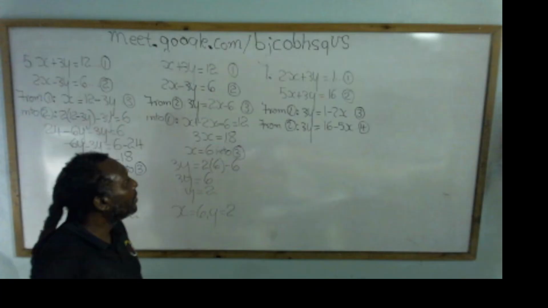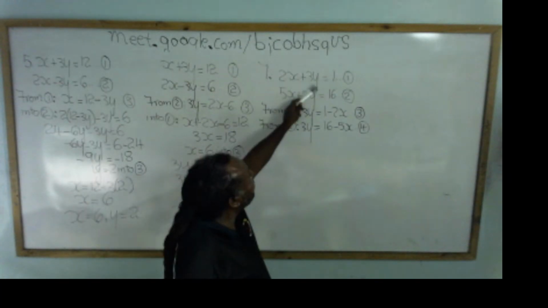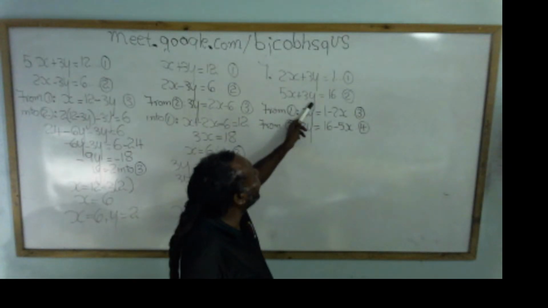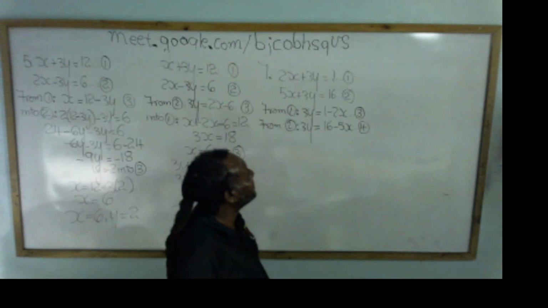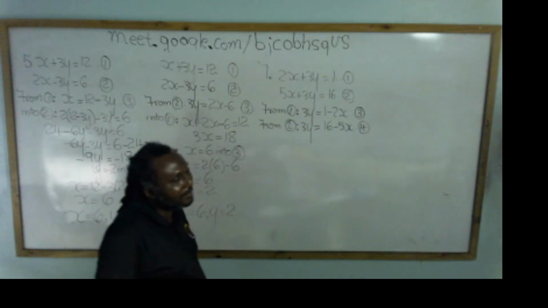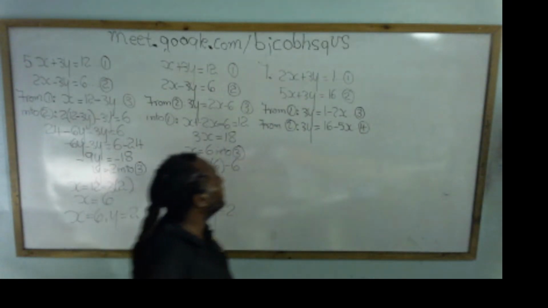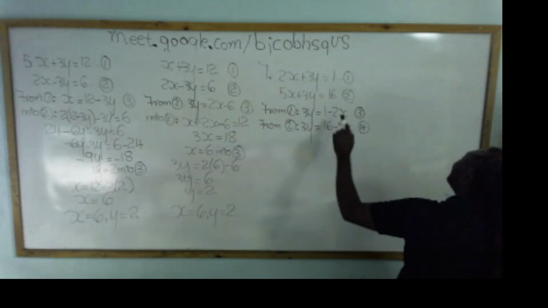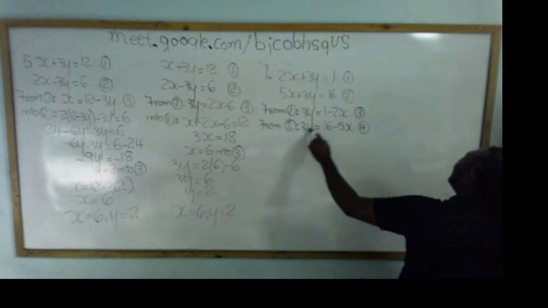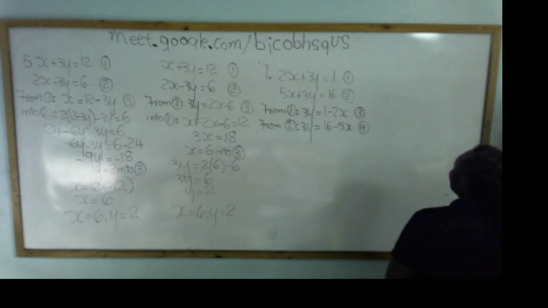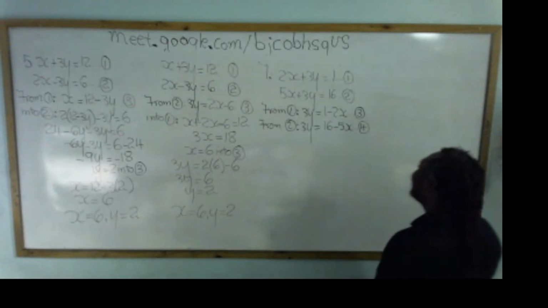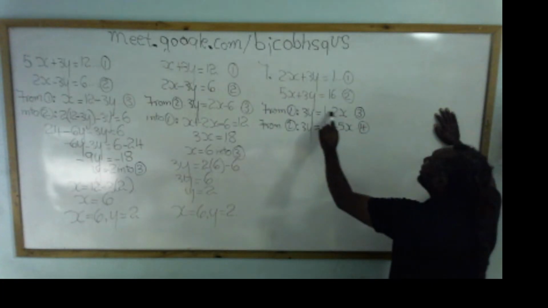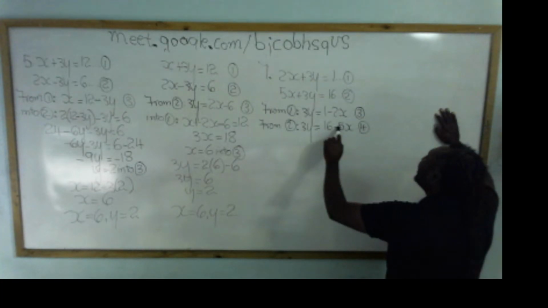So what do we have? We have 3y is equal to 1 minus 2x. We have 3y is equal to 16 minus 5x. So what do we say then? I think that's an easy conclusion to arrive at. If this is equal to 3y and this is equal to 3y, it means that both of them are equal.